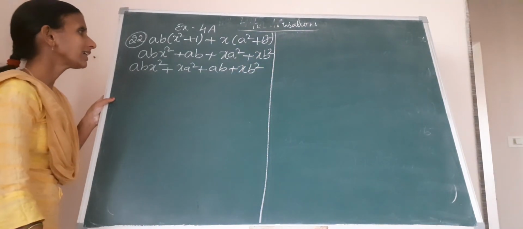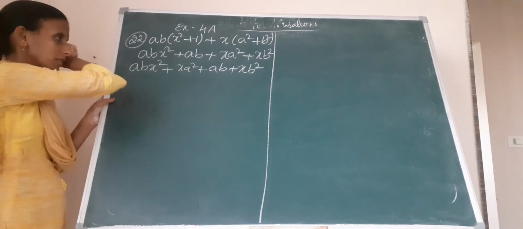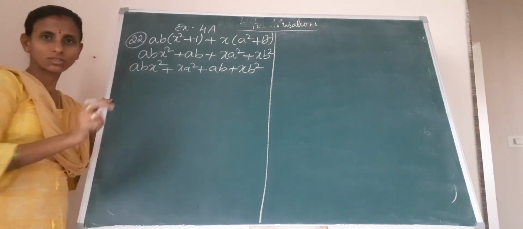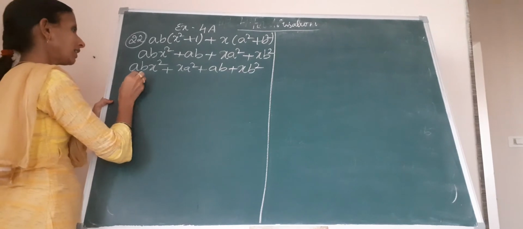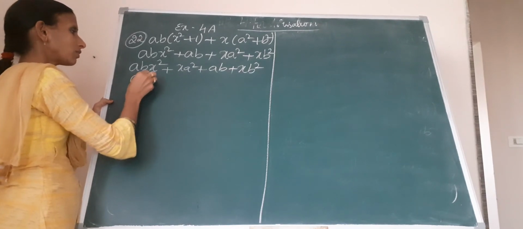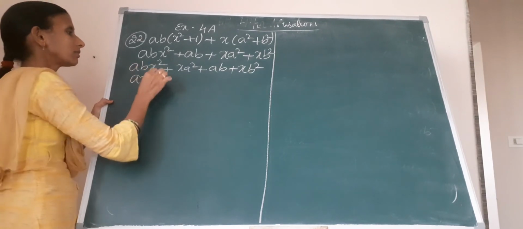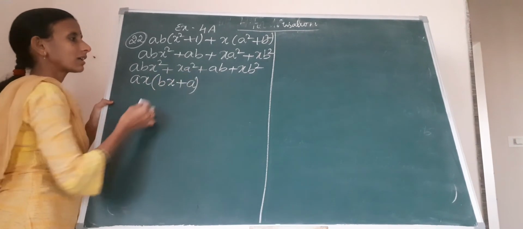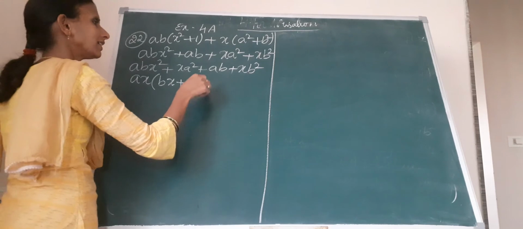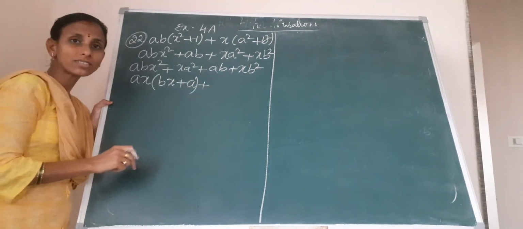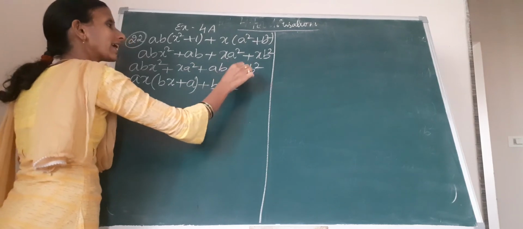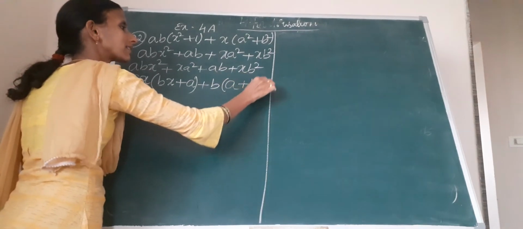Now what common can we take here? See, ax is common. So what is remaining here? ax I am taking outside as a common. What is remaining? bx plus a, plus. In both the terms, b is common. So that b I am taking out. What is remaining here? a plus bx.